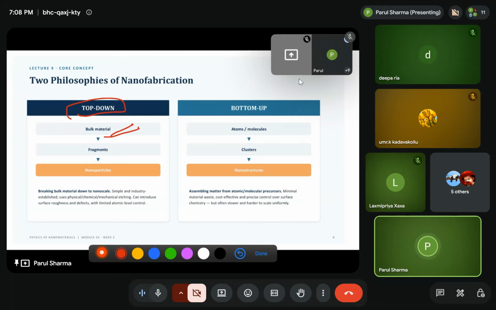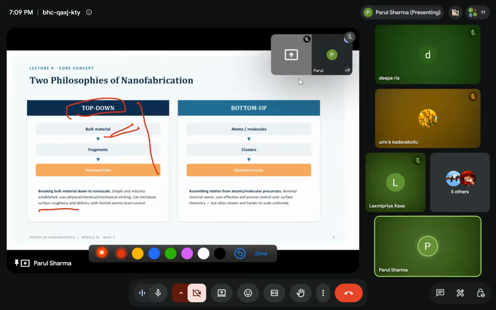So there are various techniques for this. How can we break bulk material down to the nanoscale? We can use physical methods, chemical methods, and mechanical methods, and there are some hybrid methods also, which include a chemical process as well as a physical process. When we follow this approach, it can introduce surface roughness defects, but with control.